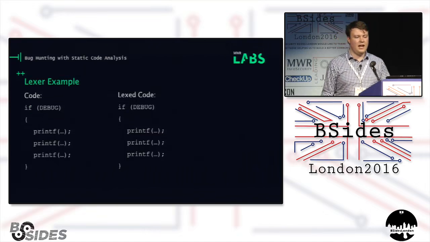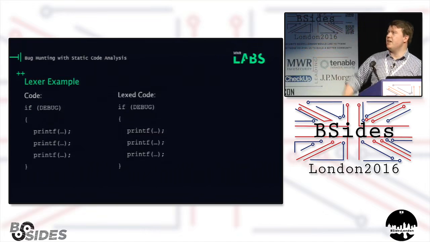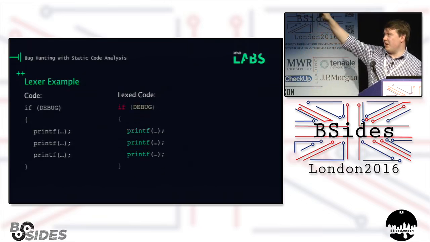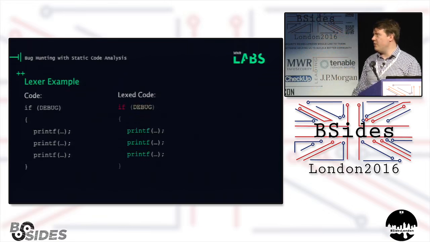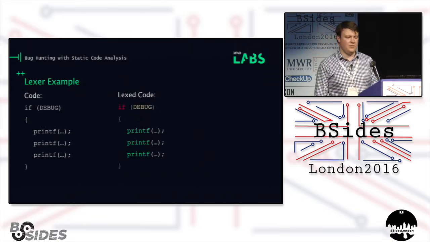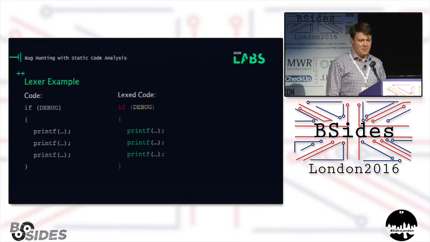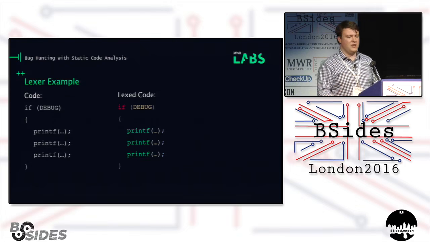So as an example, we're going to run a lexer over the debug guard example I used previously, and you can see there the lexer's picked up different types of keywords, function calls, variables, and so on and so forth. And so then once you've lexed it successfully, you can pass it into your parser.